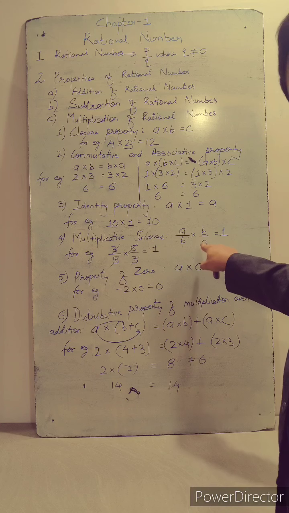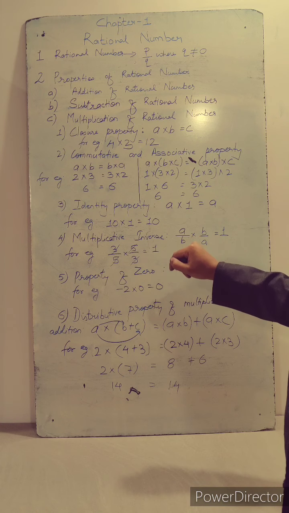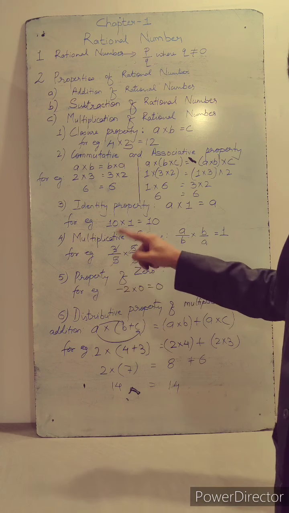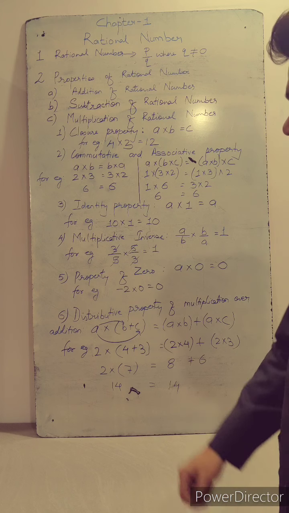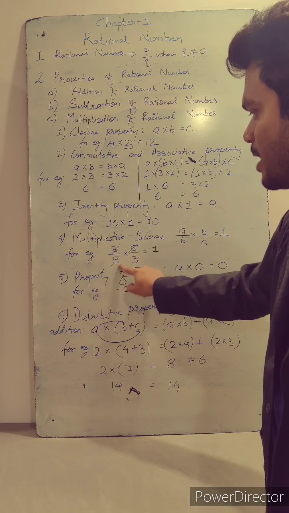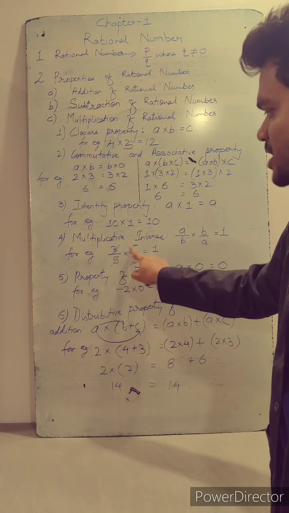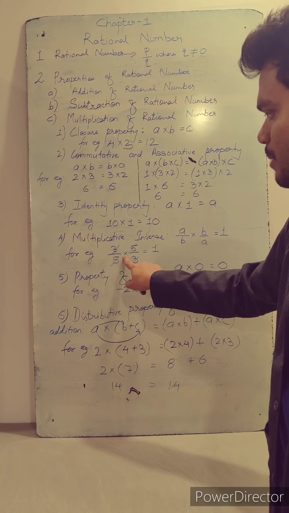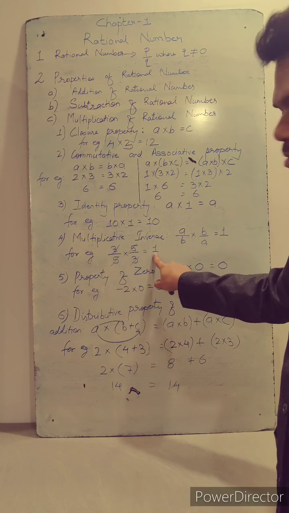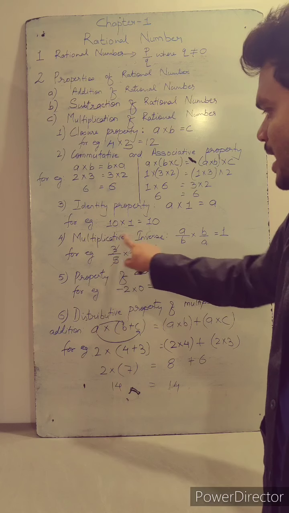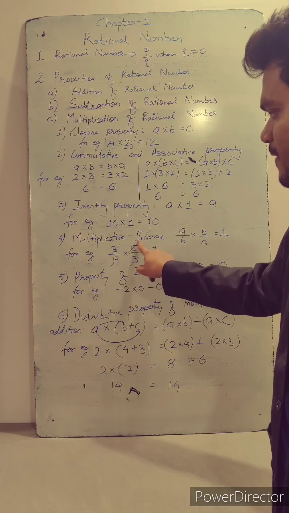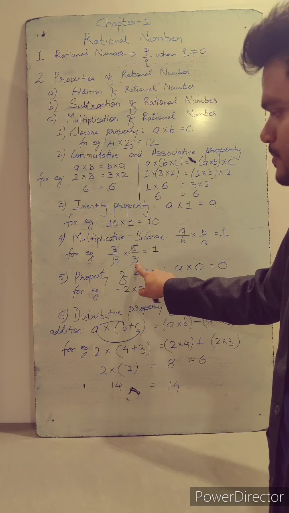When two numbers are multiplied such that their multiplication result is 1, then the numbers are said to be multiplicative inverse of each other. For example, a rational number 3 by 5 when multiplied by another rational number 5 by 3, the multiplicative result is 1. So we can conclude that multiplicative inverse of 3 by 5 is 5 upon 3 or vice versa.